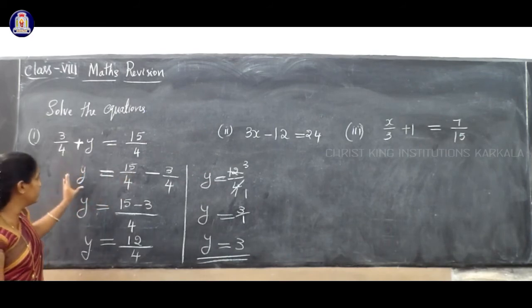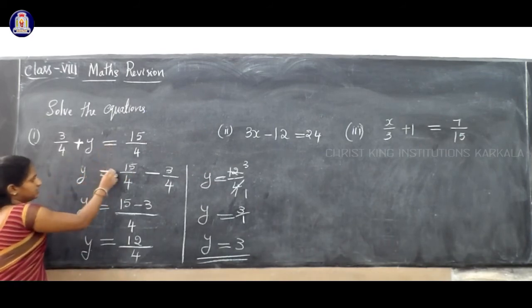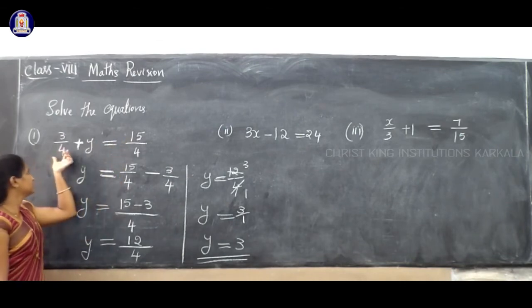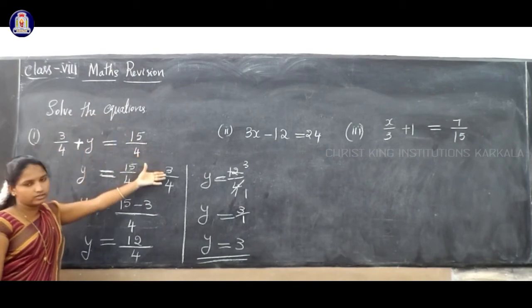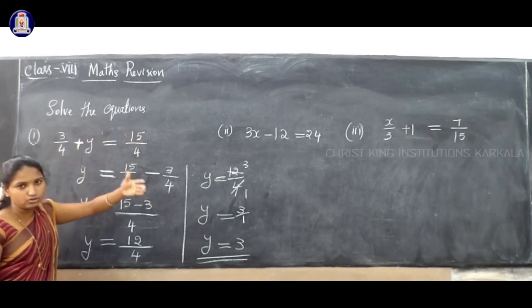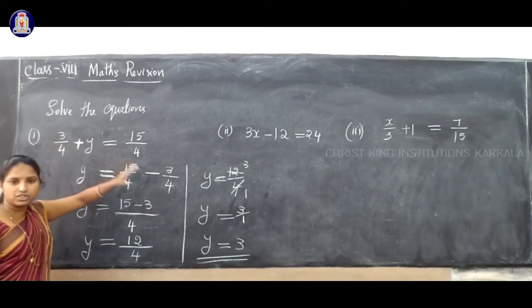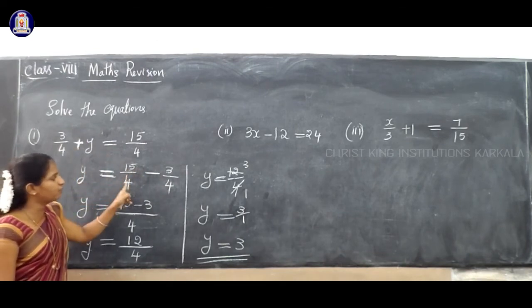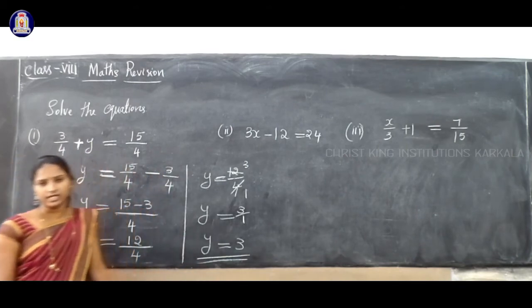So first what you will do, write the variable on one side and the constant on the other side. Here the variable is y, so write it on the left hand side of the equal sign as it is, and 15 by 4 as it is. This 3 by 4 will go to the right hand side. The sign will change: plus sign will change into minus, minus sign will change into plus. So here the sign is minus. So 15 by 4 minus 3 by 4.